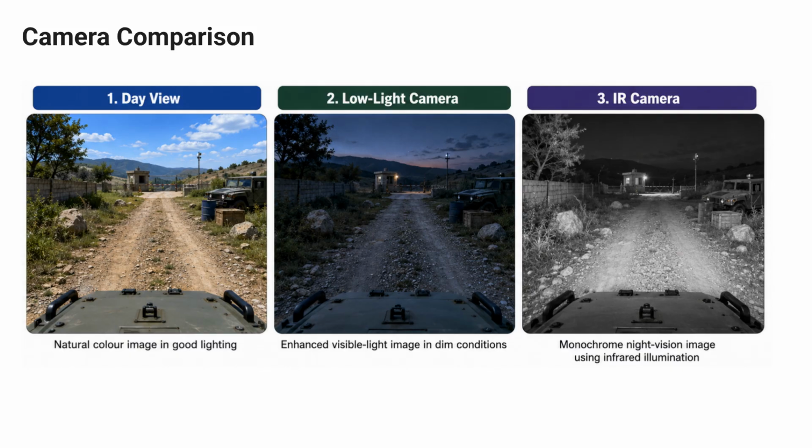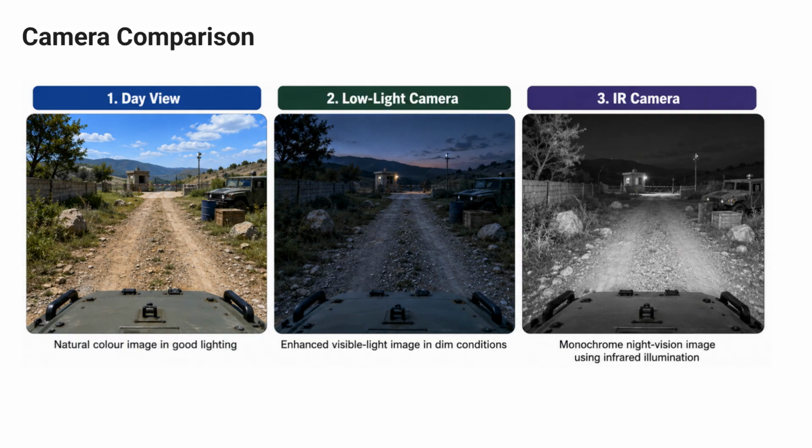This image compares the same front camera view from an unmanned ground vehicle using 3 different cameras, namely day, low light, and IR camera. On the left, the day or RGB camera view provides a clear natural color image with good detail of the road, vegetation, obstacles, and surrounding structures.